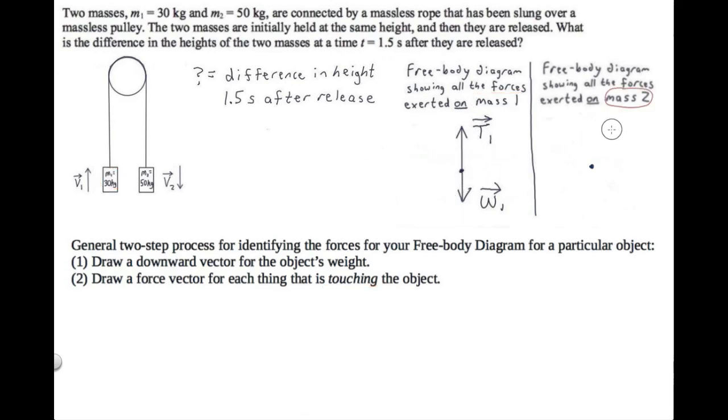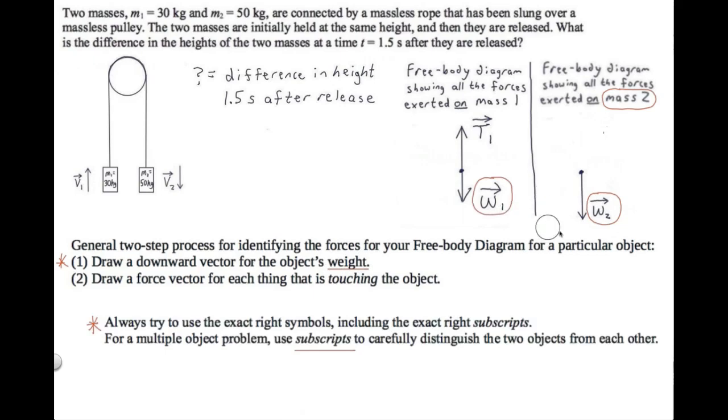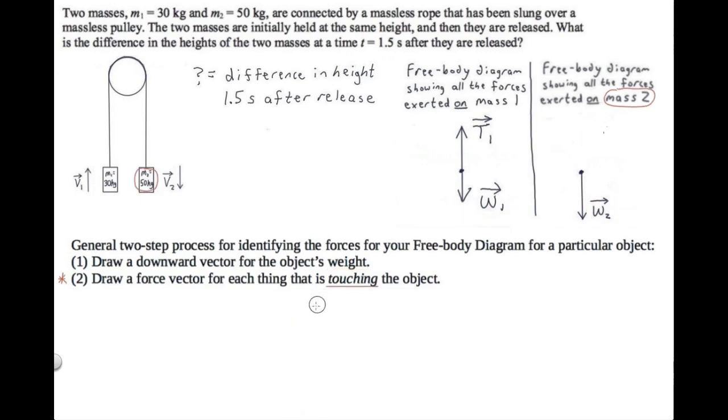Now let's work on the free body diagram for mass 2. We begin by drawing the weight force on mass 2. We use 1 and 2 subscripts to distinguish the weight force exerted on mass 1 from the weight force exerted on mass 2. To complete the free body diagram for mass 2, we ask what is touching mass 2.